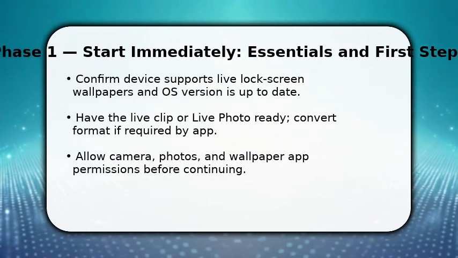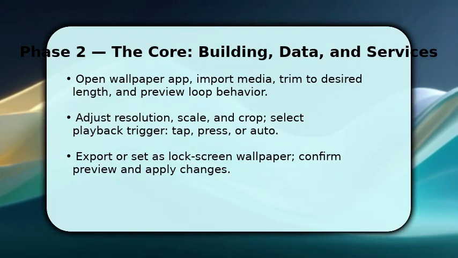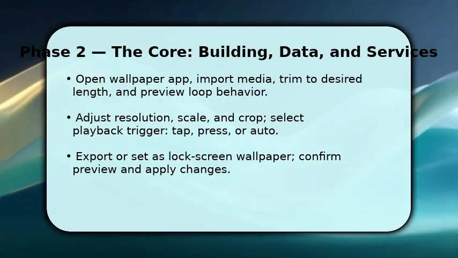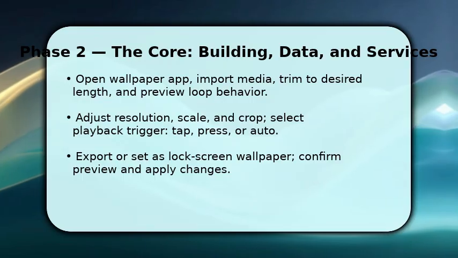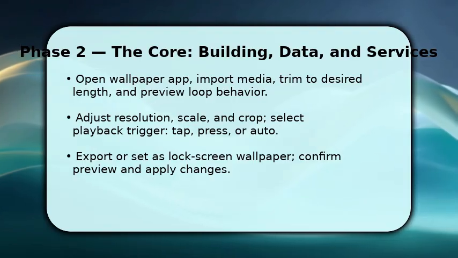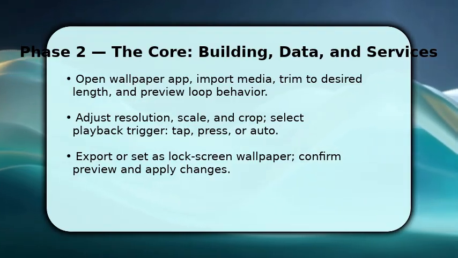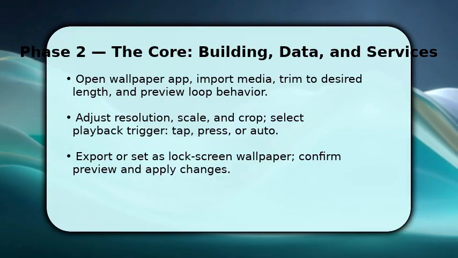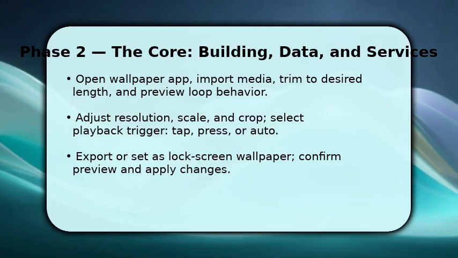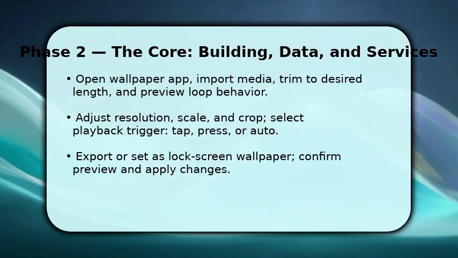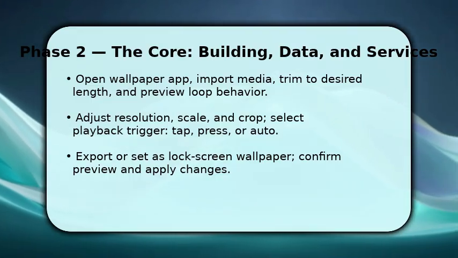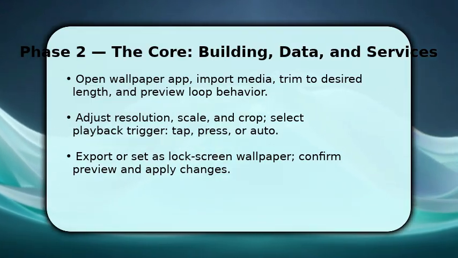You now create and apply the live wallpaper. First, import the clip, then trim and loop it so the motion feels natural. Too long drains battery, too short looks choppy. Once trimmed, adjust resolution and crop to match your screen aspect ratio, 16:9 or device native. This keeps motion centered. Then choose the playback trigger, such as tap or long press, and preview. After you're satisfied, export or choose Set as Lock Screen Wallpaper and apply the change to finalize installation.